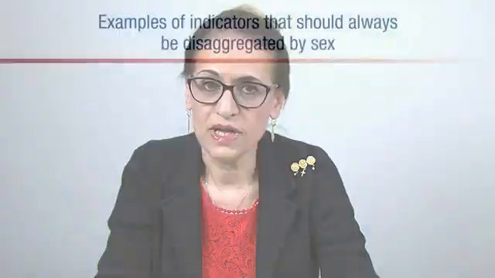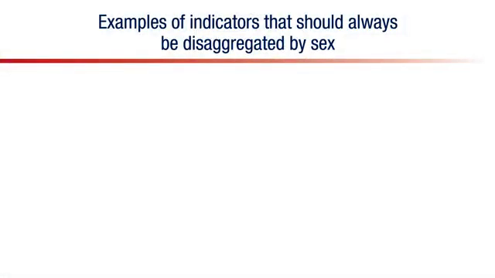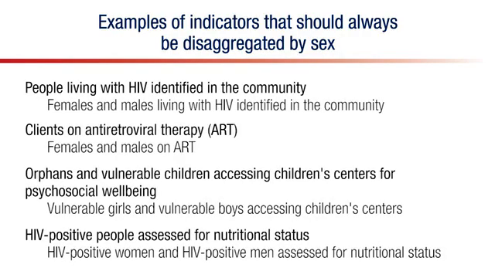Today we will focus on analyzing data disaggregated by sex because we are trying to close gaps in outcomes among men and women, whether it is access to care, retention in care, or other outcomes. It is ideal to start disaggregating data by sex at the beginning of the program, but you can disaggregate data by sex at any time. It's never too late. Examples of indicators that should always be disaggregated by sex: people living with HIV, TB, HIV co-infected people, clients on antiretroviral therapy, orphans and vulnerable children accessing different services, and HIV positive people assessed for nutritional status. Those are only examples.